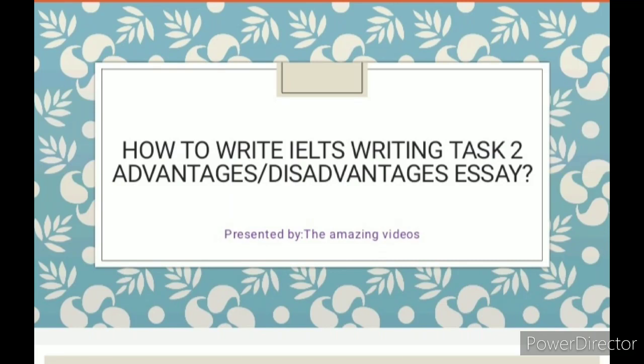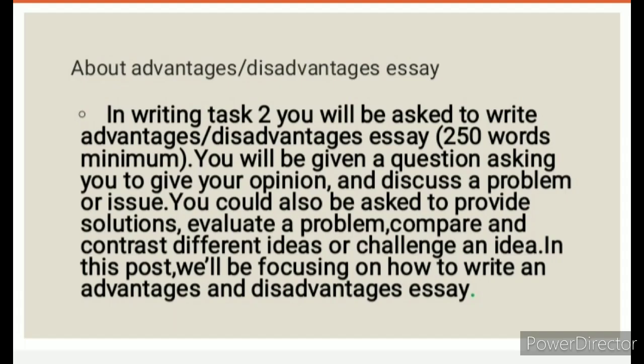Hi everyone, in this video we will discuss how to write an IELTS Writing Task 2 advantages and disadvantages essay. In writing Task 2, you will be asked to write an advantages and disadvantages essay. Your essay consists of 250 words minimum.